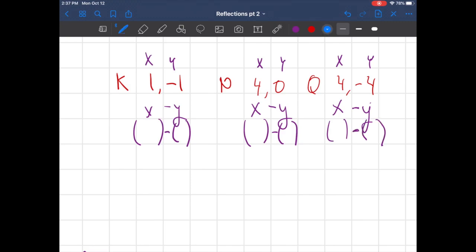Now let's just plug in our numbers. I'm going to do that with blue. So I have 1 and negative 1, which will make this 1, and that's a double negative, so positive 1. 4 and 0. 0 cannot be positive or negative, so just 4 and 0. 4 and negative 4, which makes that a double negative, so that's 4 and 4.